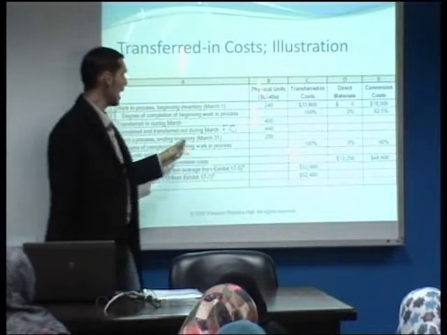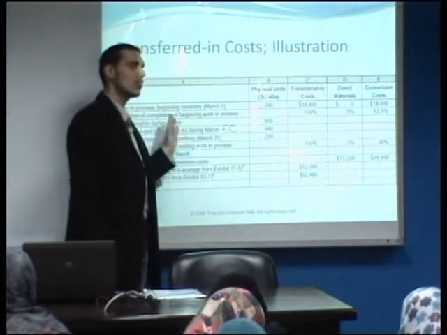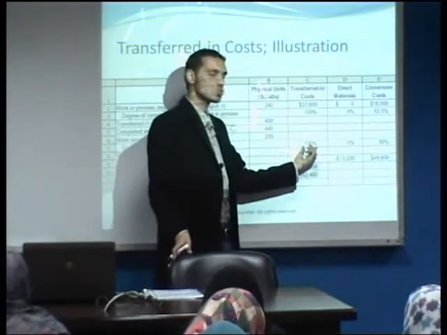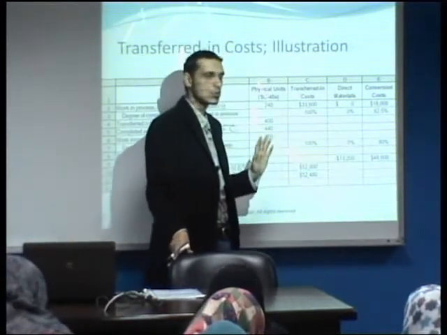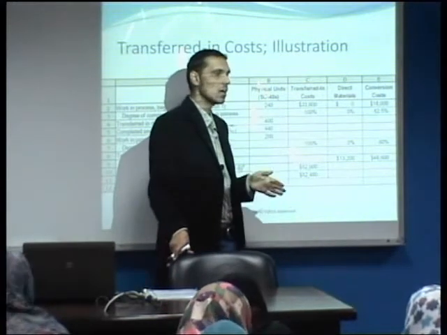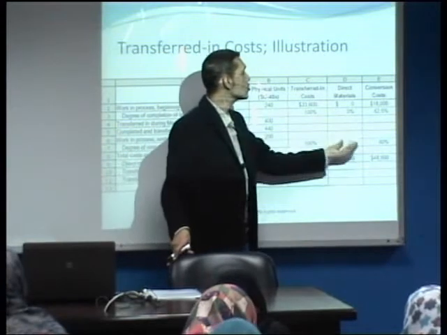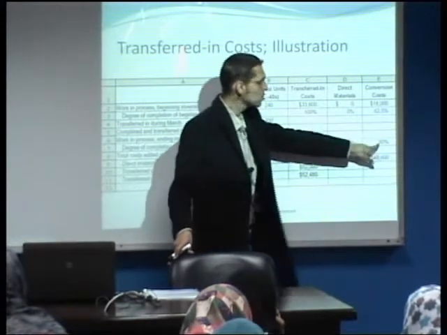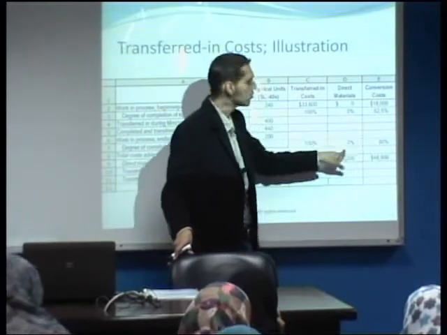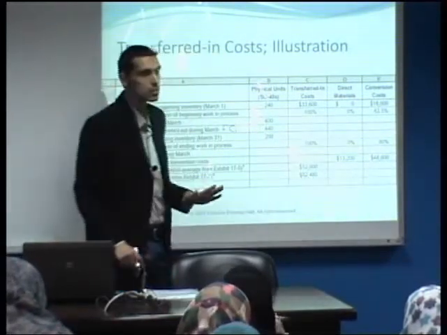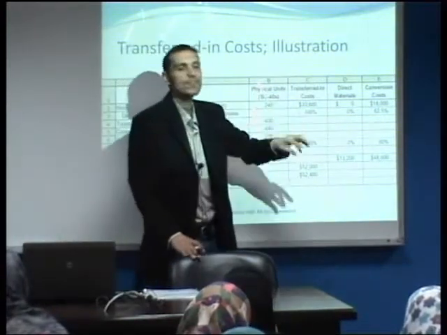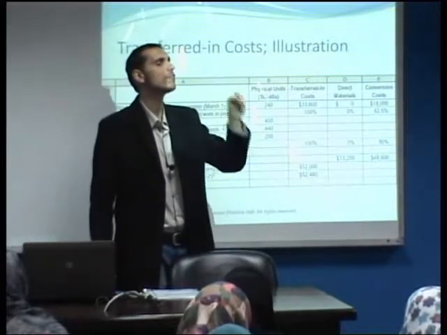Of course, the ending work in process inventory for the testing department has taken 100% of transferred in costs, because the transferred in costs are added at the beginning of the manufacturing process. Of course, 0% of direct materials, because the percentage of completion according to the conversion cost is only 80%. Therefore, it took none of the direct materials. Of course, we are going to treat the transferred in costs as if they are some sort of direct material.